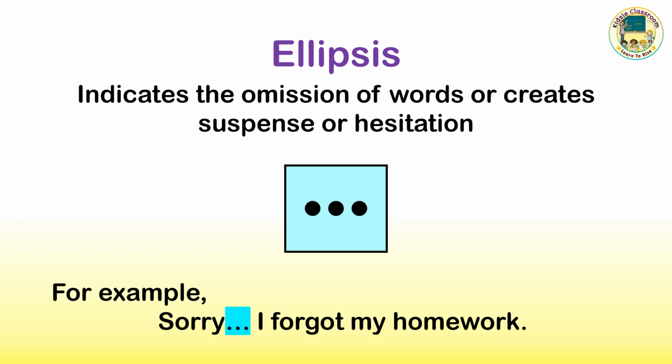Ellipsis. It indicates the omission of words or creates suspense or hesitation. For example, sorry... I forgot my homework. You can see the symbol of ellipsis after the word sorry.